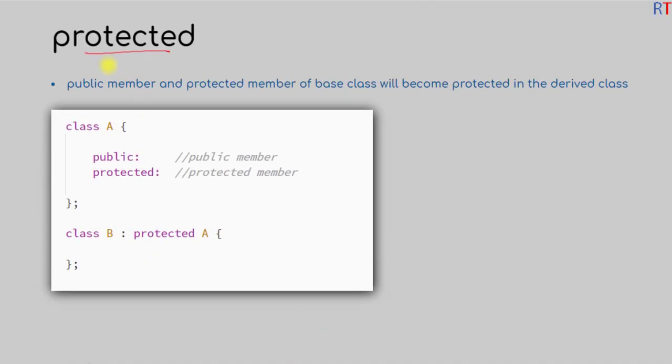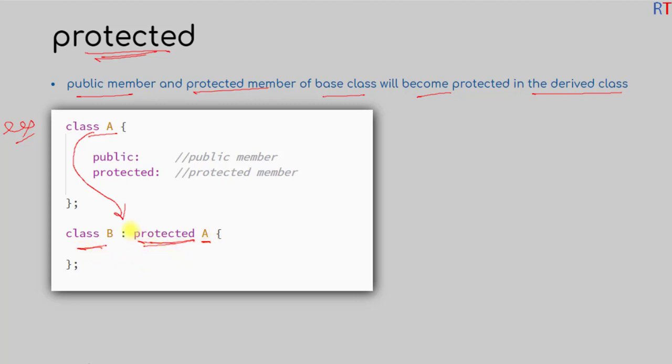Whenever we use the protected access mode, the public member and the protected member of the base class will become protected in the derived class. For example, here we have the parent class A and we are inheriting the property of the parent class in the child class B through the use of protected access mode. So we have written class B protected A.